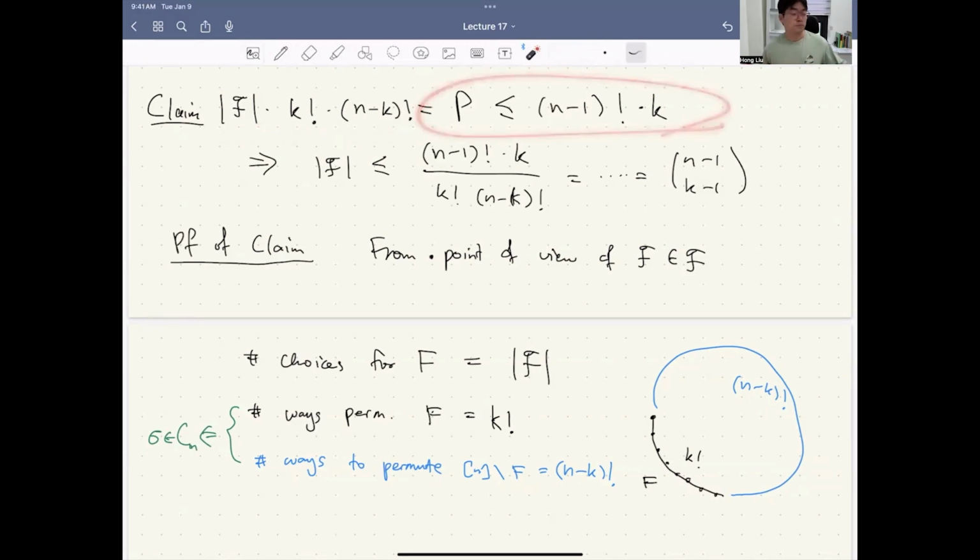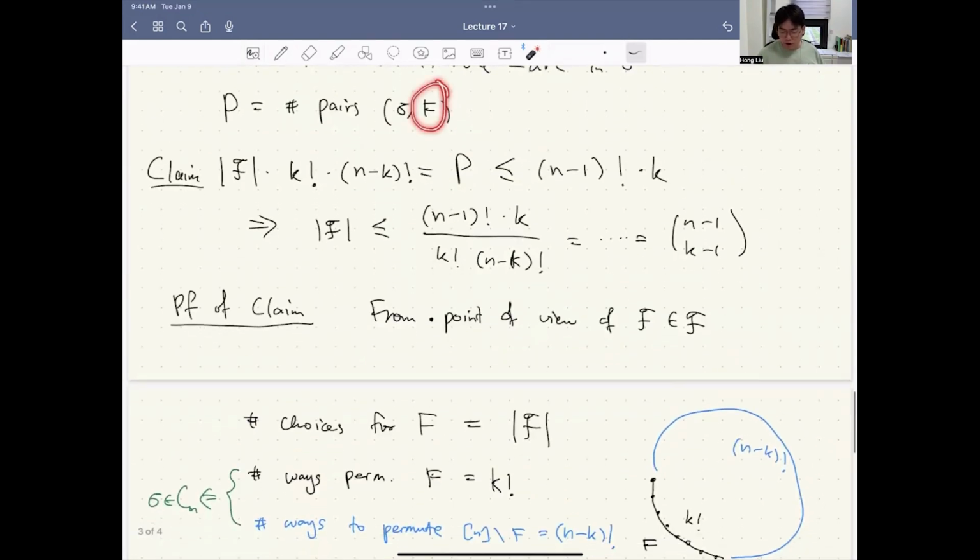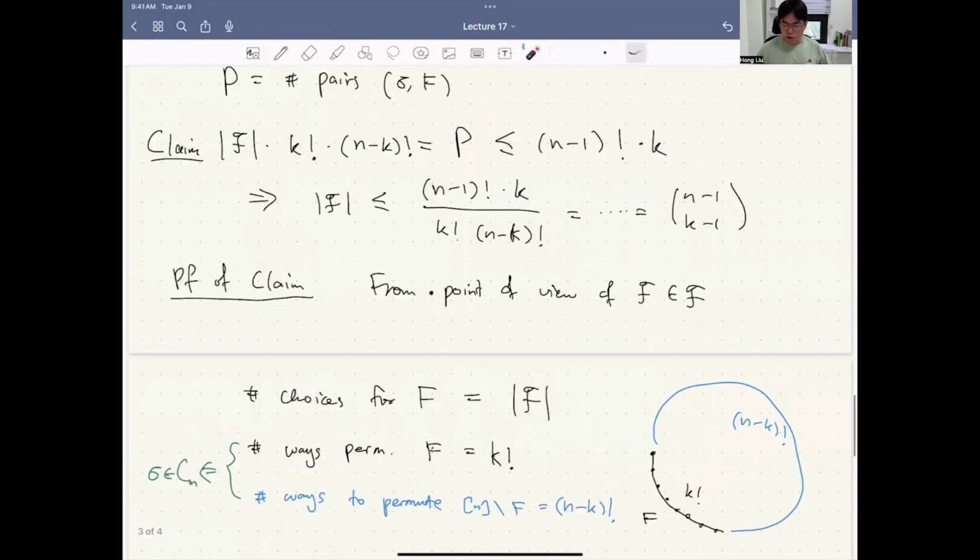What about the upper bound? Well, the proof already suggests how to finish it, right? For the lower bound, we view things from the point of view of the second coordinate. So for the upper bound, let's start with sigma. If you start with sigma, obviously, there are n minus 1 factorial ways to choose sigma. So what's left to prove is for any cyclic permutation sigma, it can contain at most k sets from our family F.